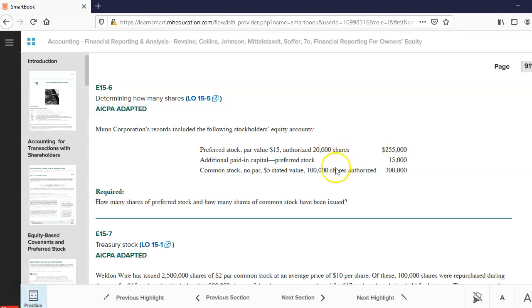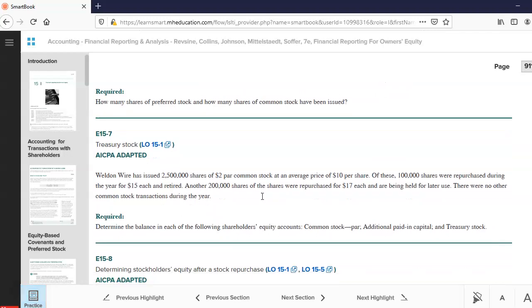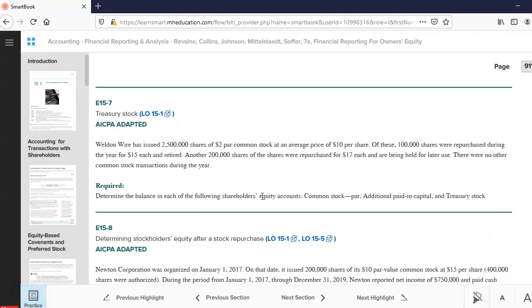On the common stock side, very same thing. We know that this is $300,000. I divide that by the stated value, which is essentially the same thing as par. That gets me to 60,000. So 60,000 shares of common stock have been issued. 100,000 authorized, of course, so we can sell 40,000 more shares if we would like to. So that's just doing a little bit of division and we're good to go. Question 7 is now treasury stock.